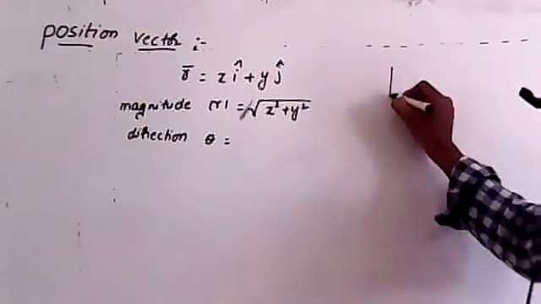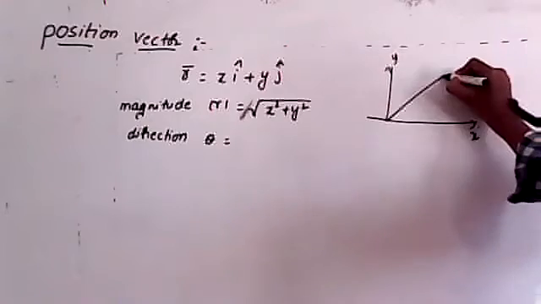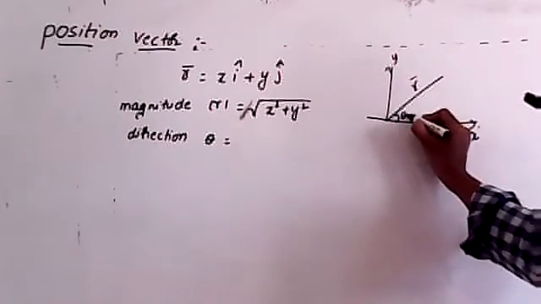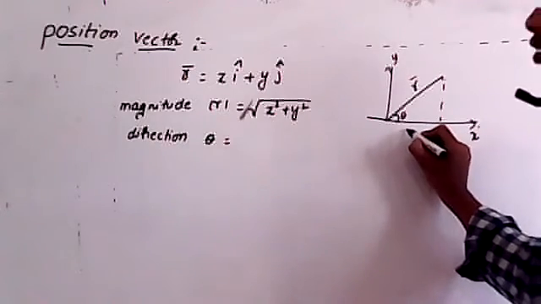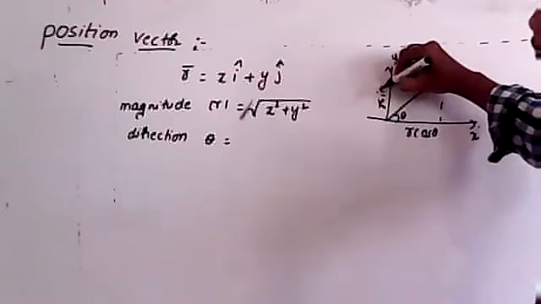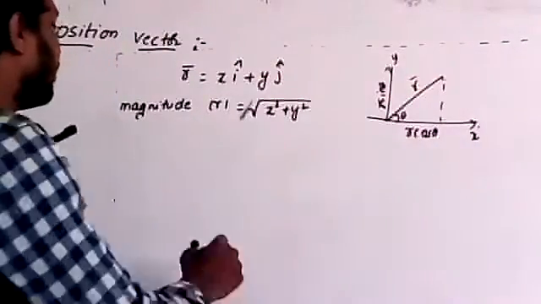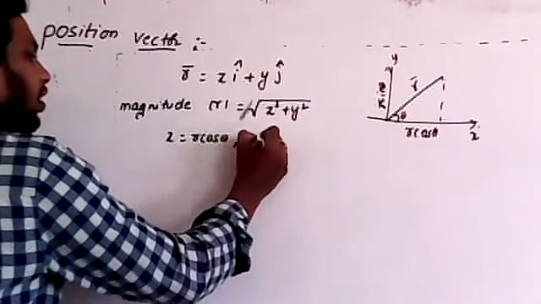If you take this as x-axis and y-axis, and take this as r bar, this r bar is making an angle theta. Then the x component becomes r cos theta, and the y component becomes r sin theta. Remember this point. Then x is equal to r cos theta, and y is equal to r sin theta.